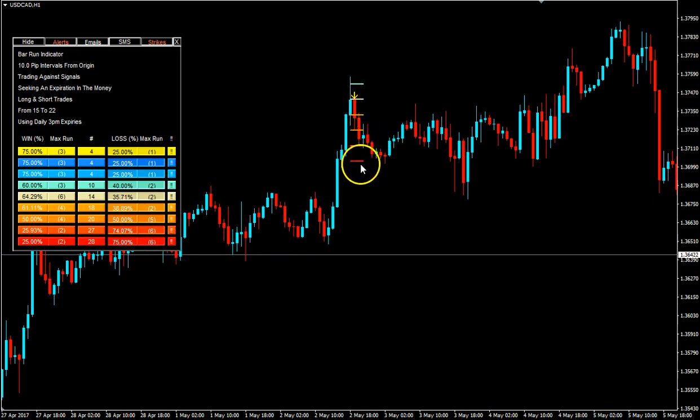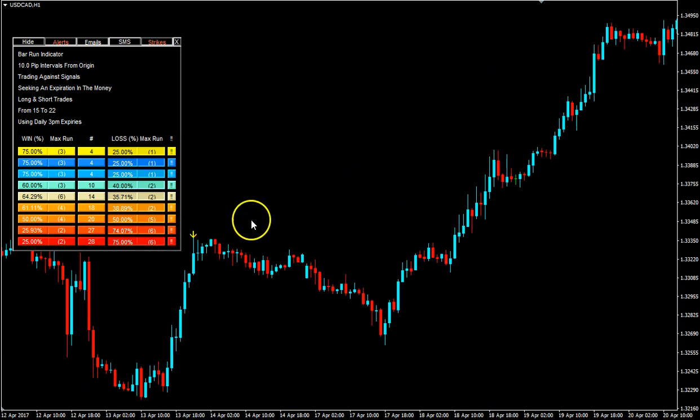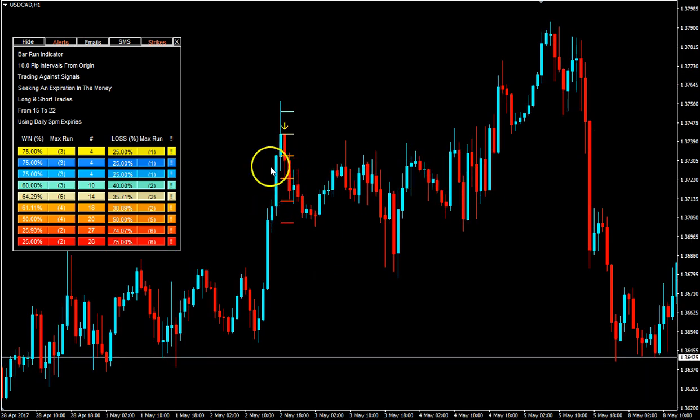Now, this did print, so the previous one was a loser. Let's scroll back, and this one was a loser. So since it was a loser, this one is going to print. If you don't see a strike, that means there was no valid signal for it at that time.